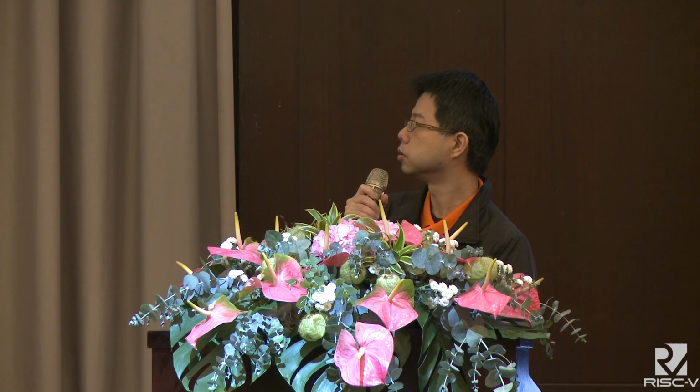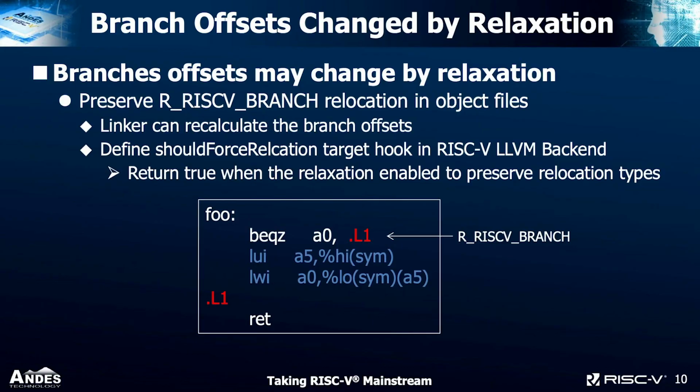To fix the issue, we have to preserve the relocation type R_RISCV_BRANCH so the linker can recalculate the offset. To preserve the relocation type, we have to define the targetShouldForceRelocation function in the RISC-V LLVM backend, which will indicate whether the relocation type should be left or not. The function will return true when relaxation is enabled, so the relocation type will be preserved.